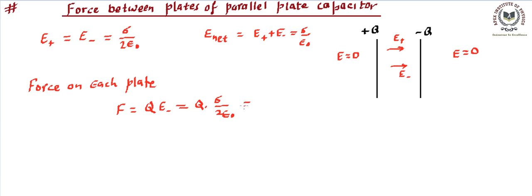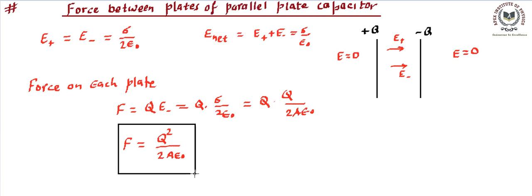Now we can rewrite sigma as well. Sigma is written as Q upon area, so it's going to be 2A epsilon naught. Hence the formula for force comes out to be F is equal to Q square divided by 2A epsilon naught. If the charge on the capacitor is known to us and the plate area is known to us, then we can find the force on each plate because of the other. So this is the force on one plate because of the other.